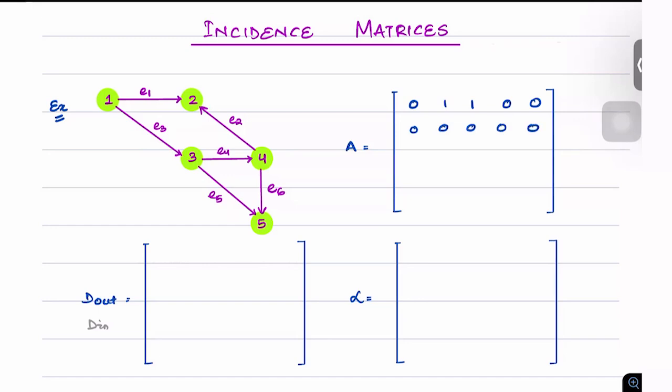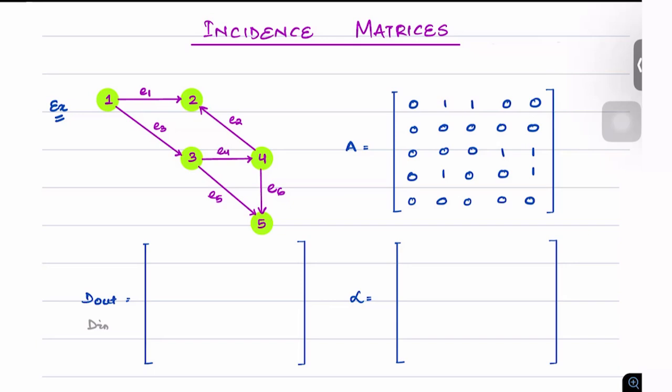So this is the adjacency. Similarly, node 3 has outgoing edges to 4 and 5 only. The rest of the entries are 0. Node number 4 has outgoing edges to 2 and 5. And the rest are 0. And node number 5 does not have any outgoing edges.